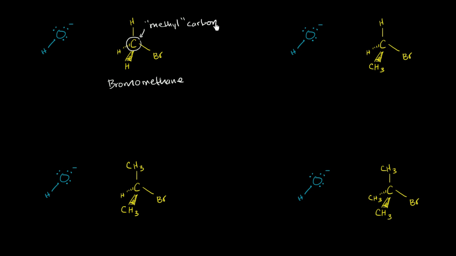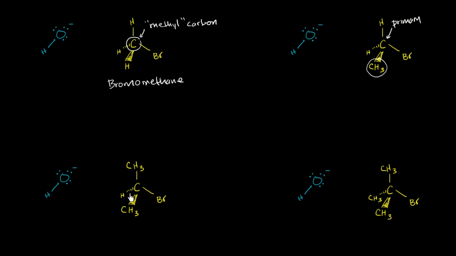What about the carbon in this case, right? This is bromoethane. Well, over here, this carbon, it's definitely bonded to the bromo group, but it's also bonded to another carbon. It's bonded to this carbon right over here. So in this case, we would call this a primary carbon. It is bonded to one other carbon.